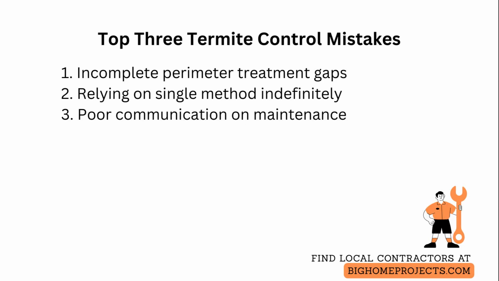And poor communication between builder, pest management professional, and homeowner about warranties and maintenance, which you fix by creating a simple written maintenance and inspection schedule and a clear point of contact for service decisions.